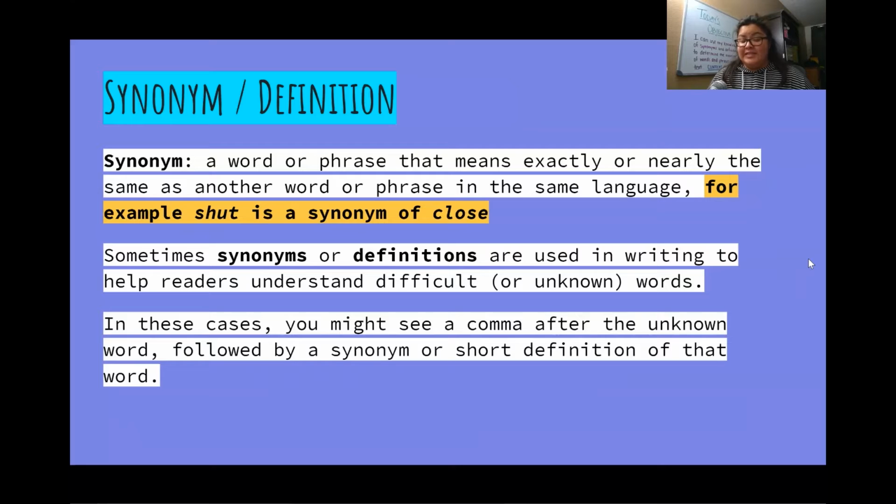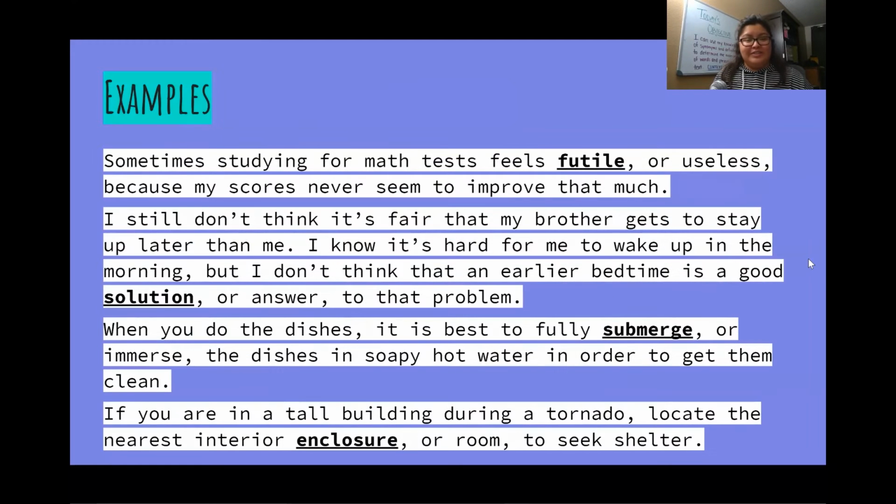And in these cases, this is what we're going to look for. You might see a comma after the unknown word, followed by a synonym or a short definition of that word. So let's look at some examples. I have 4 here. Our first one says, sometimes studying for math tests feels futile or useless because my scores never seem to improve that much. Think about that.